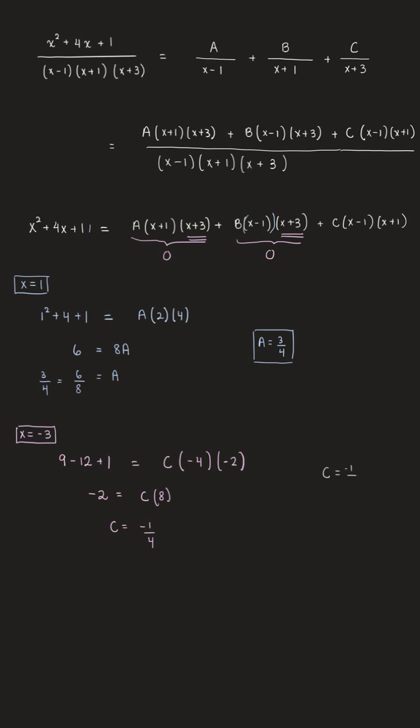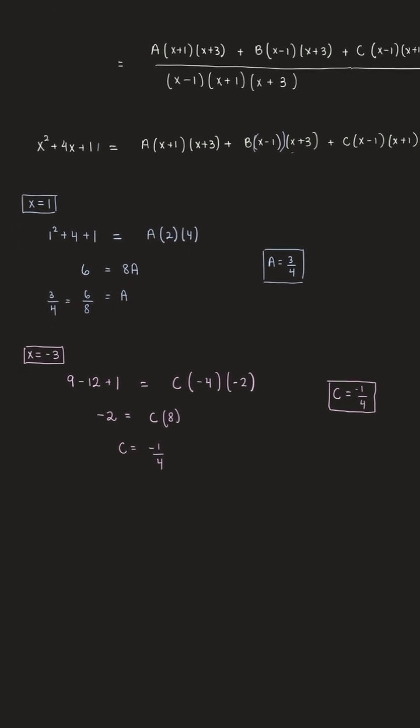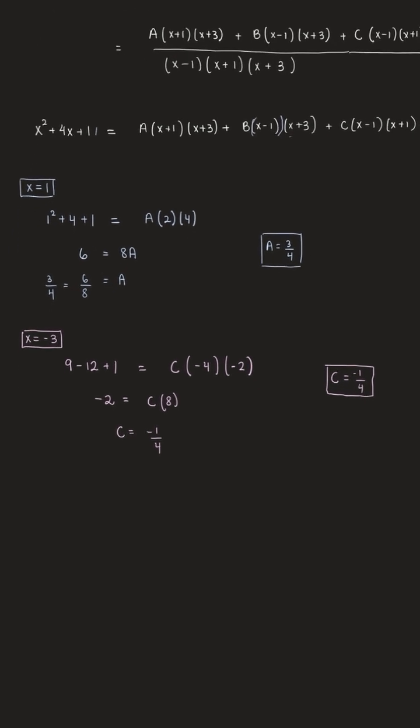And the last thing we need is to find b. So to find b, let's think about what's going to make both a and c equal to 0. What value of x will make both a and c equal to 0? And it looks like -1 will do that. So let's put in -1 for x.